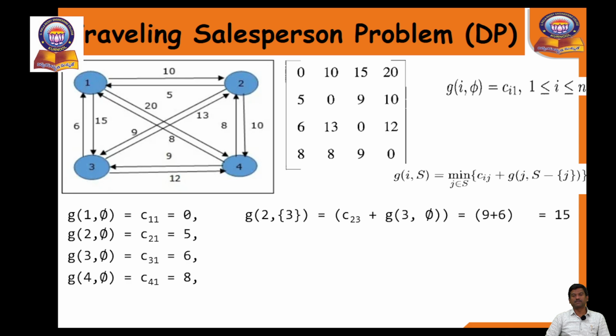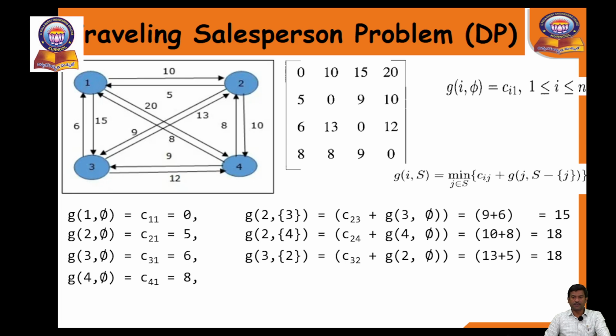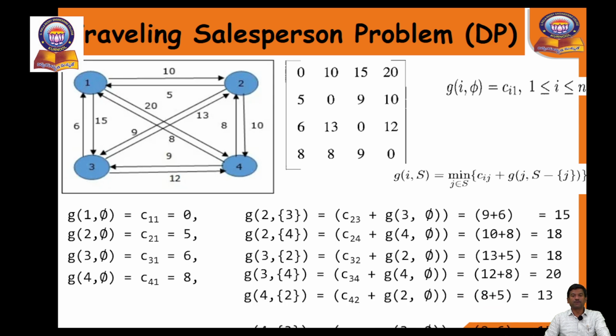That is the purpose where C23 plus g of 3 comma pi is given as, that is C23, if you look at the cost adjacency matrix, that is 9, plus g of 3 comma pi, which we have already calculated, which is equal to 6. So 9 plus 6 will be equal to 15. Similarly, g of 2 comma 4 gives the value 18, g of 3 comma 2 gives 18, g of 3 comma 4 gives 20, and g of 4 comma 2 and g of 4 comma 3 give the values 13 and 15.